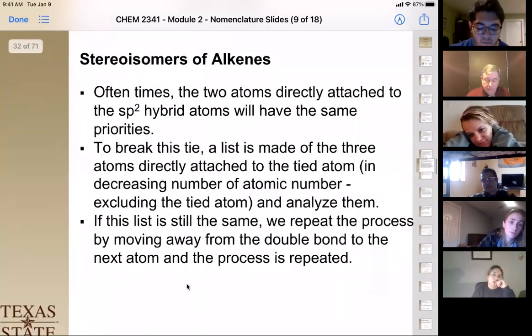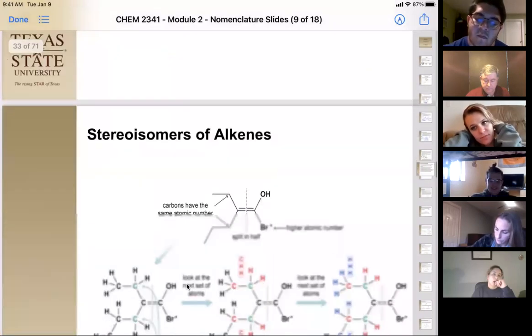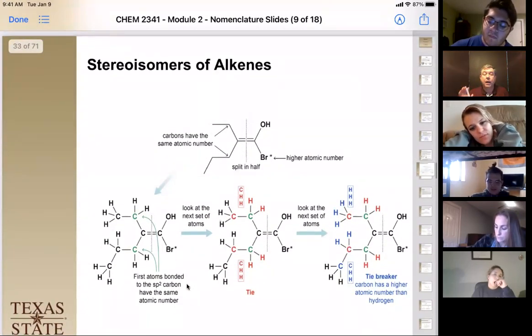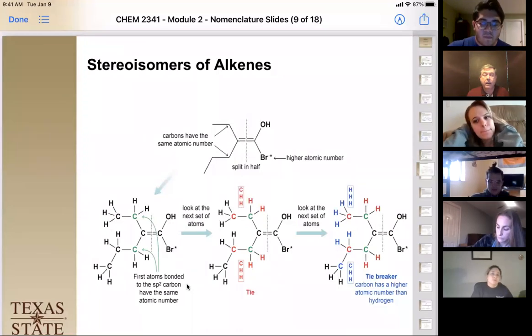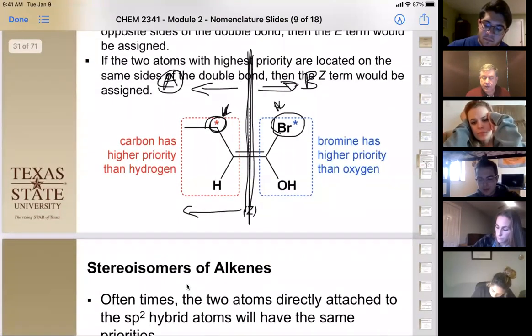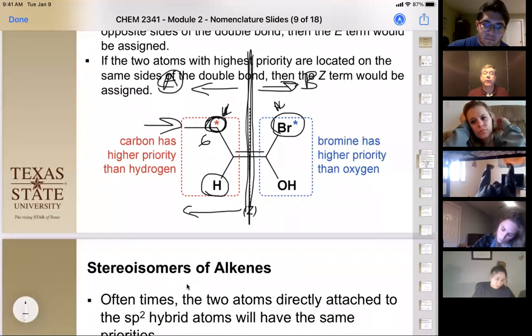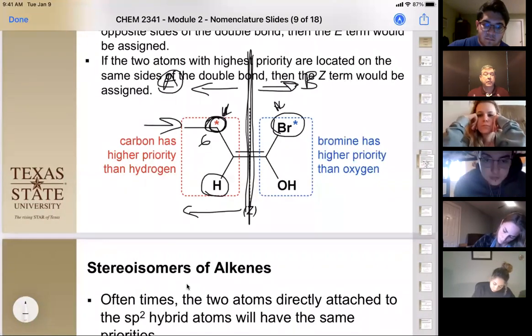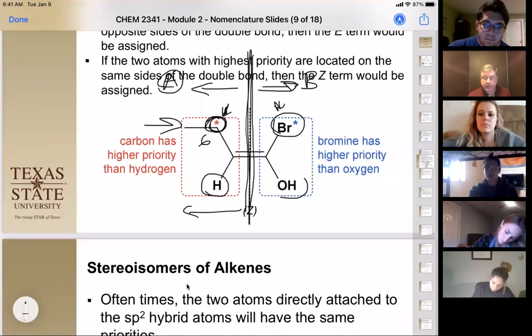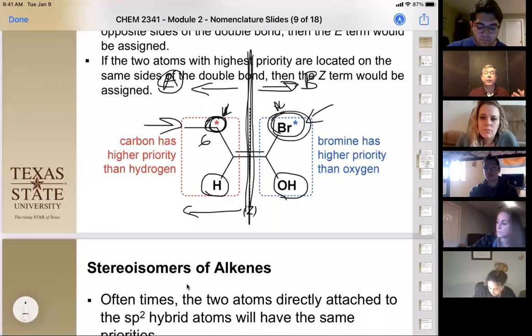Priority is all about the atomic number of the substituent, okay? So in the case here, let's just talk atomic number. Atomic number of hydrogen is 1. Atomic number of carbon is 6. Therefore, 6 is higher than 1. It's the higher priority, okay? It's atomic number, not atomic weight. Okay, oxygen is 8 and bromine is like 35. So bromine is higher. So it is the higher priority than oxygen.